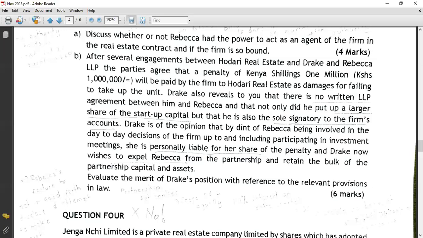So even if they say the partnership is going to pay 1 million, it's like 500,000 will be paid by the partnership, then 500,000 will be paid by Rebecca because she was involved in the day-to-day running of the partnership. And Drake also wants to expel Rebecca and retain the partnership capital and assets because he says he's the one who contributed a lot. So there are many things to deal with here. Yeah. That's why they give 6 marks.